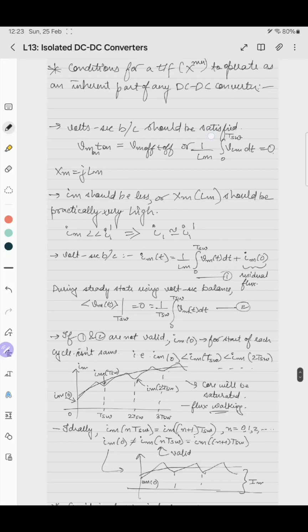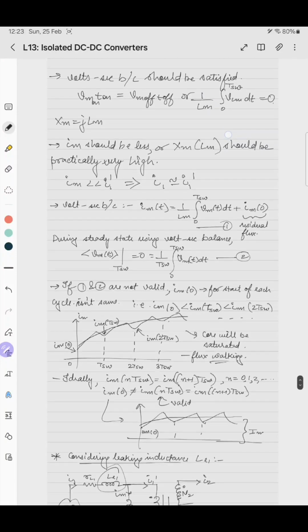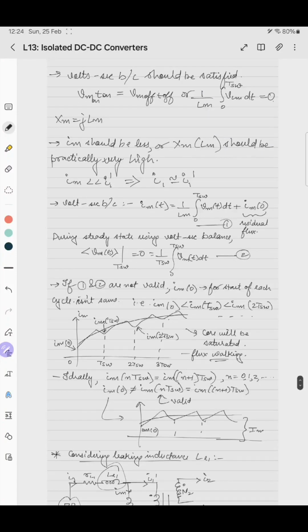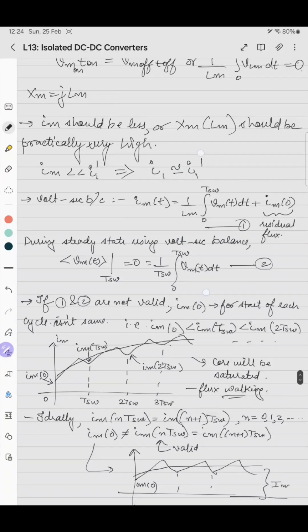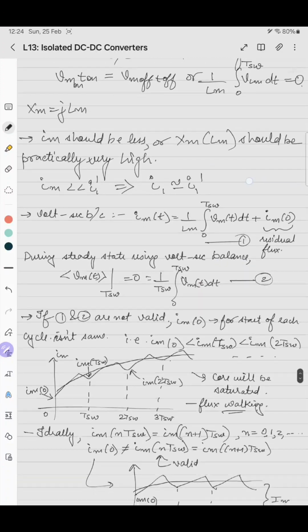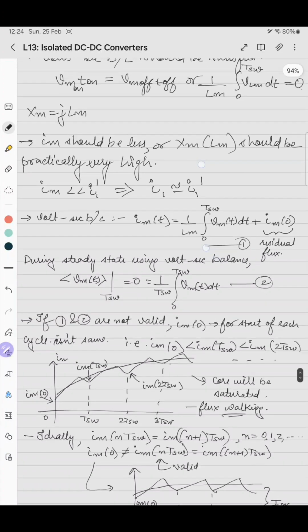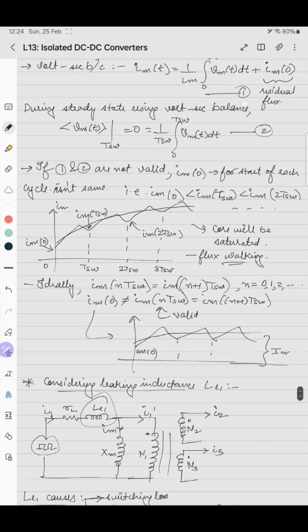If XM is practically high, we can ignore that branch and we can directly say that I1 is I1 dash without any losses. And thus the volt second balance is: IM of t is 1 by LM integral 0 to t switching Vm of t dt plus IM of 0. IM of 0 is the residual flux. So the average value of Vm or V1 is 0. This is from equation number 2.